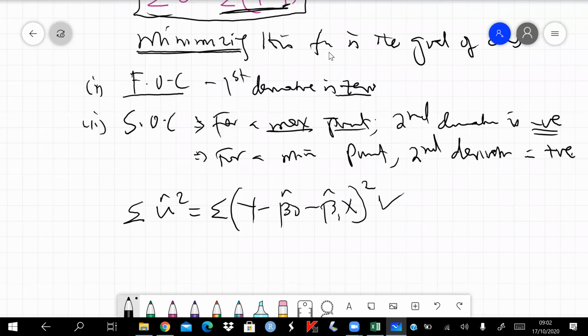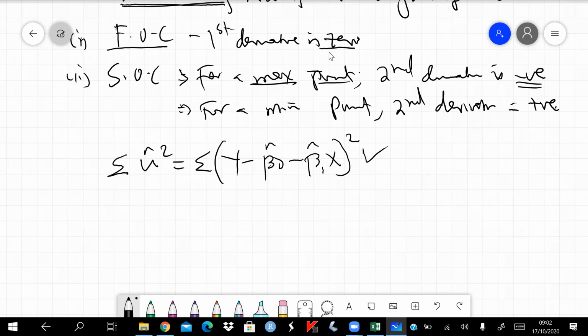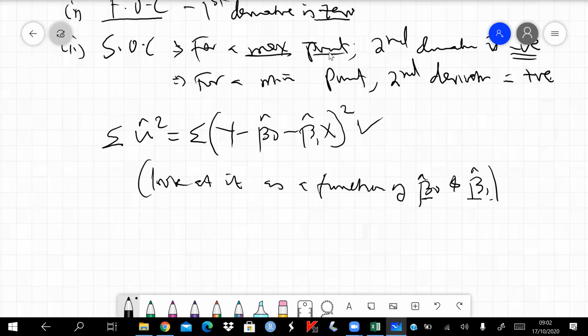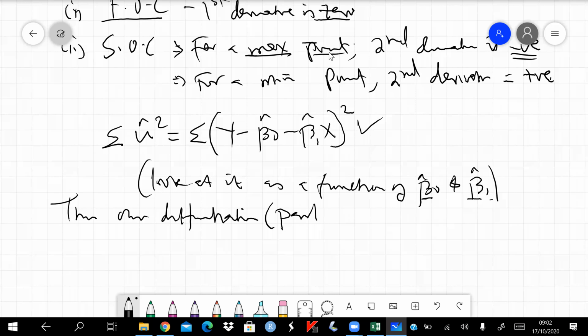Okay. So the best way to look at this function is as a function of beta naught and beta 1. Don't look at this as a function of y and x. Look at it as a function of beta naught and beta 1, where these, of course, are unknown. So that's our differentiation, and in this case, it will be partial differentiation.